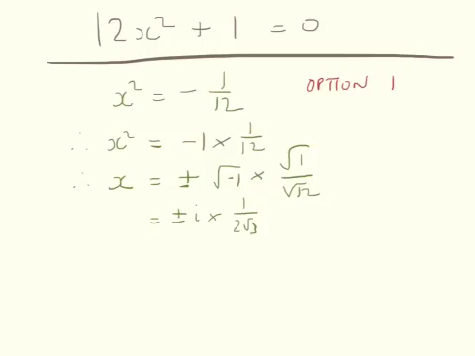Now, we want to rationalise the denominator, so we'll multiply by root 3 over root 3, and then we'll get plus or minus i times root 3 over 6. In other words, plus or minus root 3 i over 6.